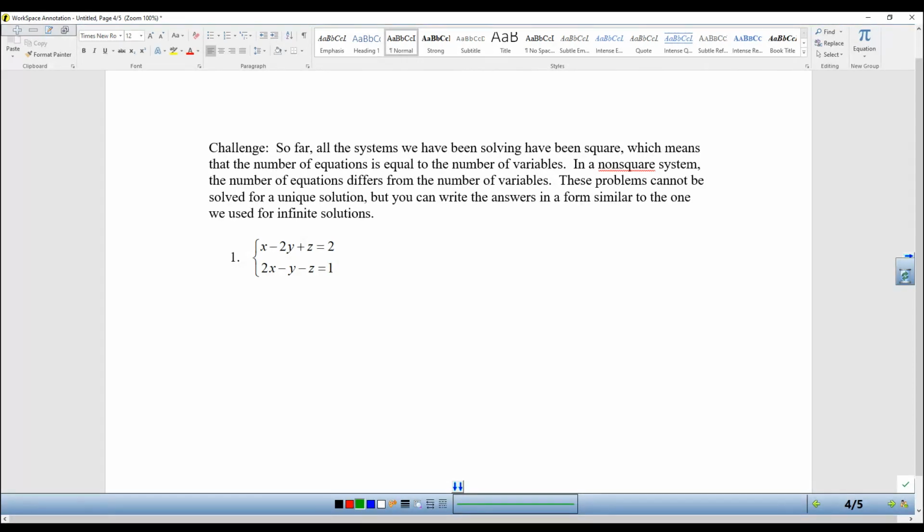So I mostly like to practice these because it helps you understand how to do the ones where the answers are things like a plus 1, 2a minus 3, things like that. So it's good practice for that.